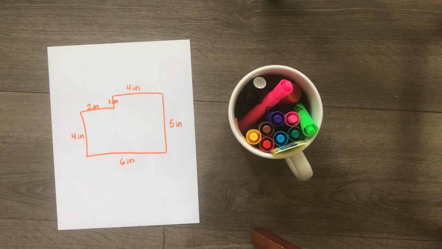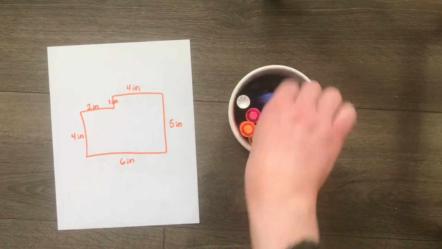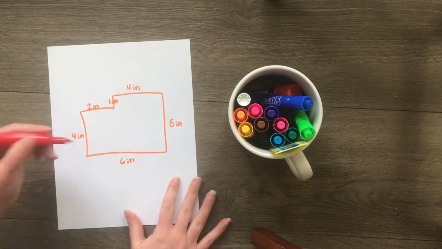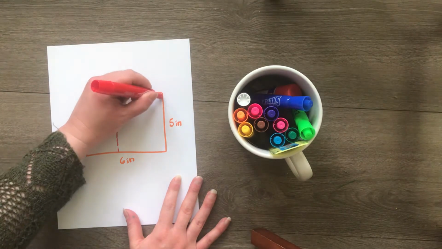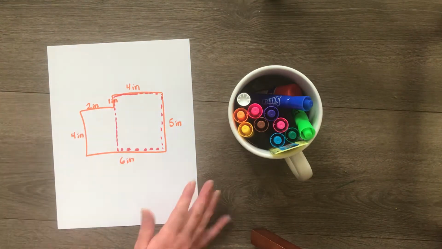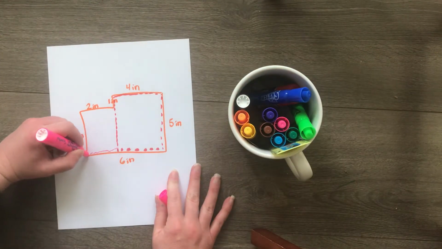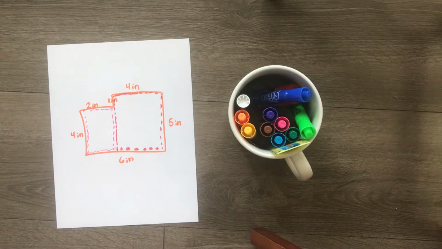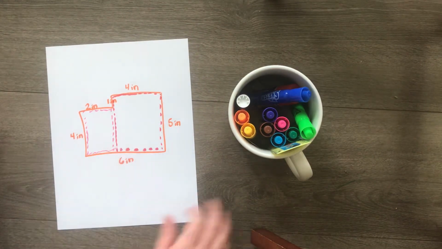Okay, now remember our rule. We have to visualize this shape as two pieces. So how can we break this up? Let's see. I clearly see two rectangles right here. Here's one, and here's another. There we go. So now, remember, I have to find the area of this rectangle, the area of this rectangle, and then put them together.